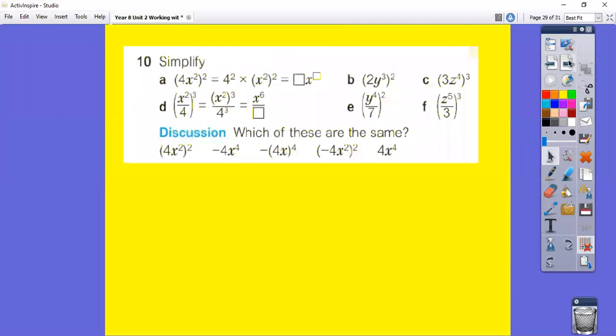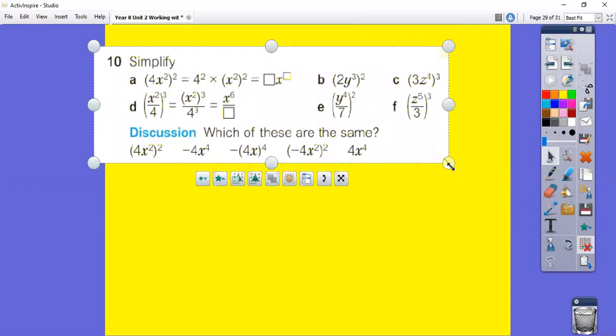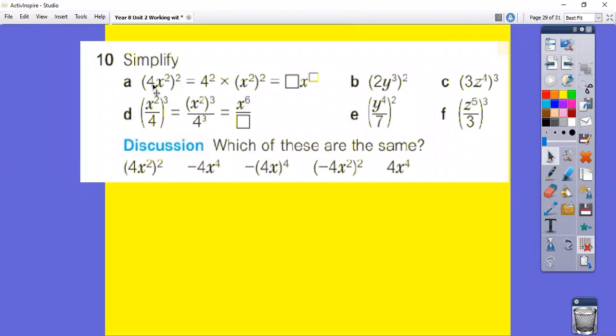Moving on to question number 10. It says simplify. So here we've got 4x squared in brackets raised to the power of 2 is 4 squared times x to the power of 2 raised to the power of 2 will give you what? X to the power of what? B, you have 2y cubed raised to the power of 2. Remember, when you're raising one power to the next, you multiply the powers. Go back to the rules of indices from the previous lesson. If you've forgotten, look at your notes. Part C, 3z to the power of 1 raised to the power of 3. What will that give you?